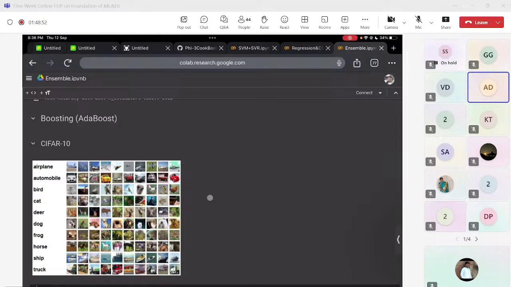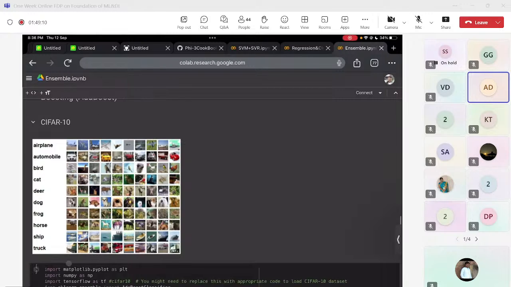What does CIFAR10 consist of? It consists of very common objects that you see. There are 10 classes. There is a bigger version of this dataset also called CIFAR100. But the smaller version basically consists of 10 classes: airplane, automobile, bird, cat, deer, etc. All common objects and living things.